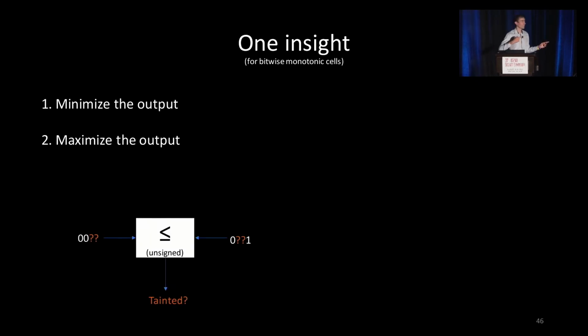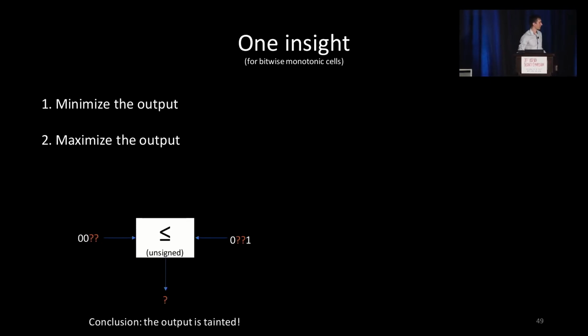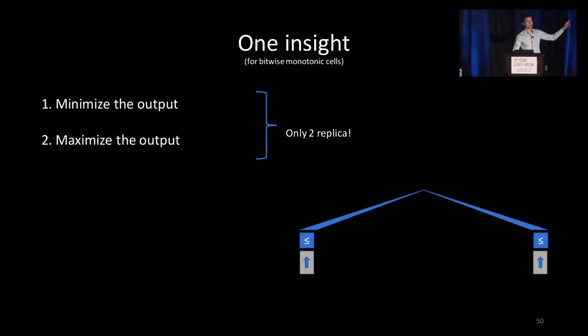Example? I tainted arbitrarily 2 bits on the right, 2 bits on the left. First I minimize the output, so I maximize left, minimize right. And I do the opposite, I maximize. I see, oh, it's tainted if and only if it's toggled. Here it's toggled, answer, it's tainted. Okay, so 2 replicas, promise held.